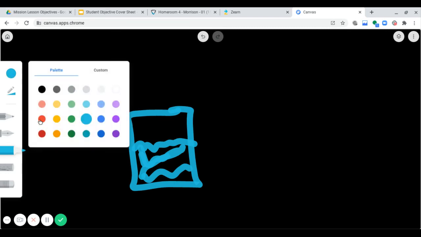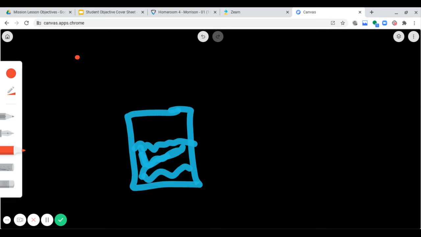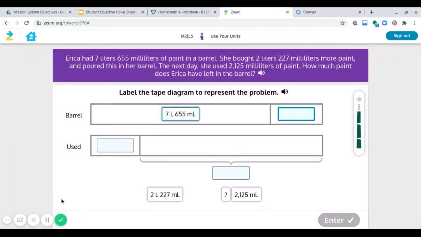And then she added more paint to it. So I'm hoping she didn't actually mix the colors. But then she poured more paint into that bucket and filled it. So how much more did she add to it? Well, it says she bought 2 liters, 227 milliliters more paint and poured this into a barrel. So 2 liters, 227 more milliliters, poured that into the barrel. Okay. The next day, it says she used 2,125 milliliters of paint. How much paint does Erica have left in the barrel? So she used that much paint. All right. And we want to know how much then is left in the barrel. Okay, because she used that 2,125 milliliters, and then we are trying to figure out how much is left here. If she took away that much out of the paint barrel, how much is left?